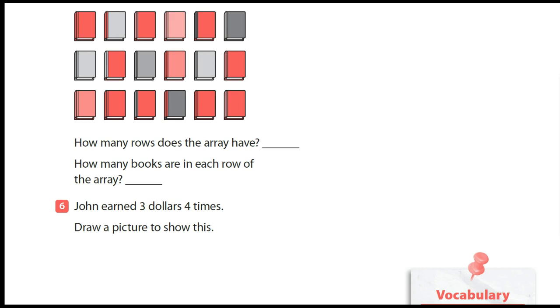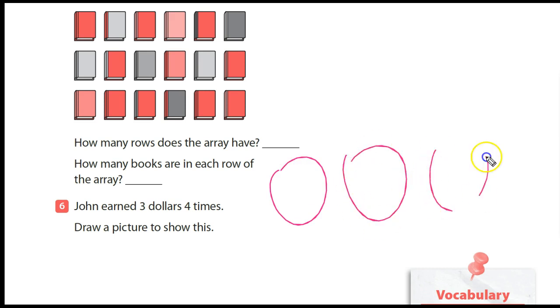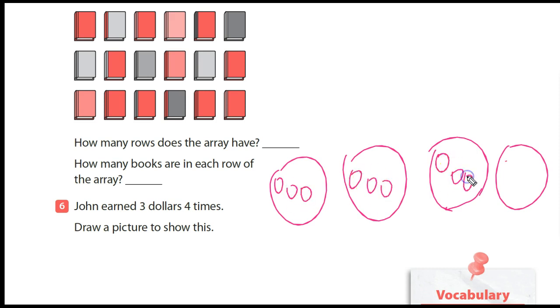Going to do number six. Okay. John earned $3 four times. Draw a picture to show this. So you earned $3 four times, right? So I'm going to go four times. And how many dollars did you earn each time? Three. And that was it. What would be my multiplication sentence? Three times four. Okay. And it looks like he has 12.